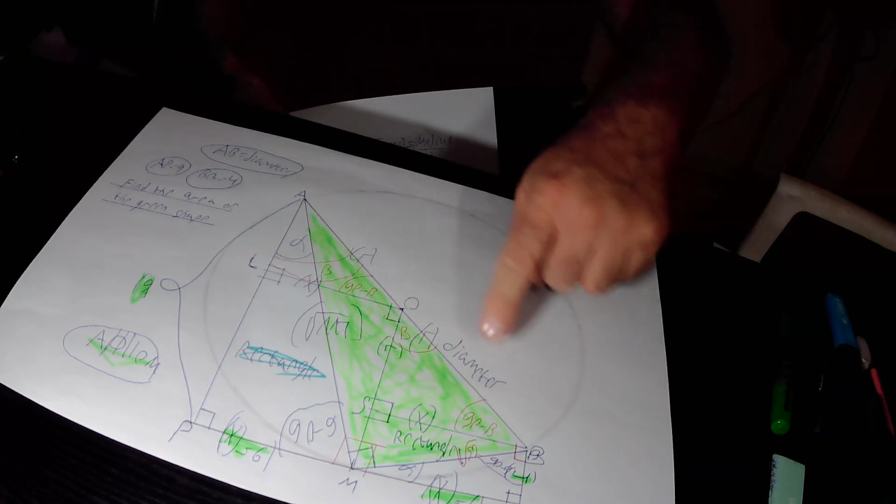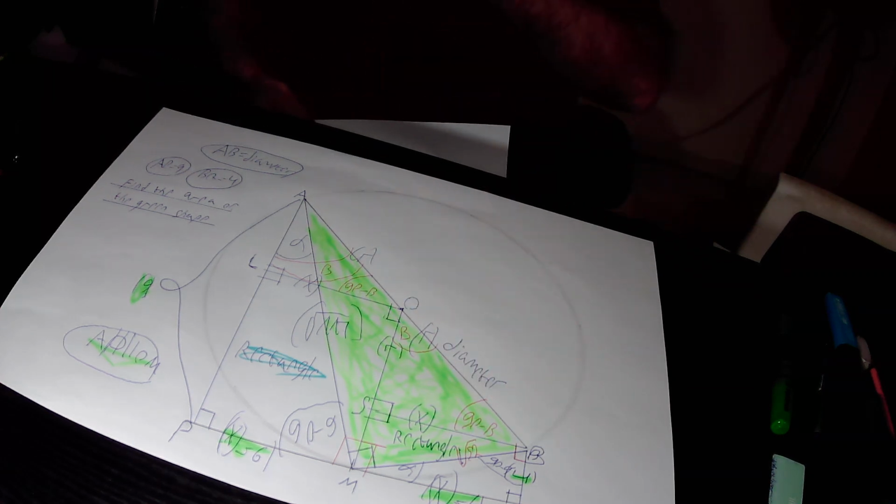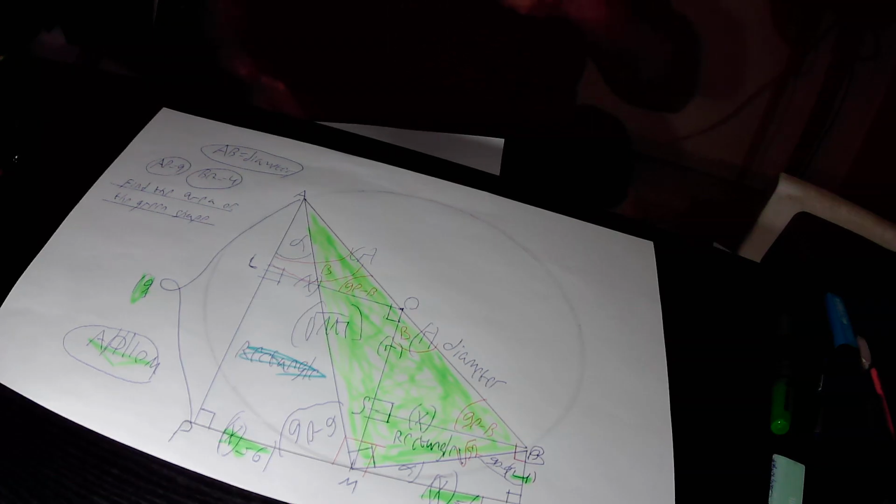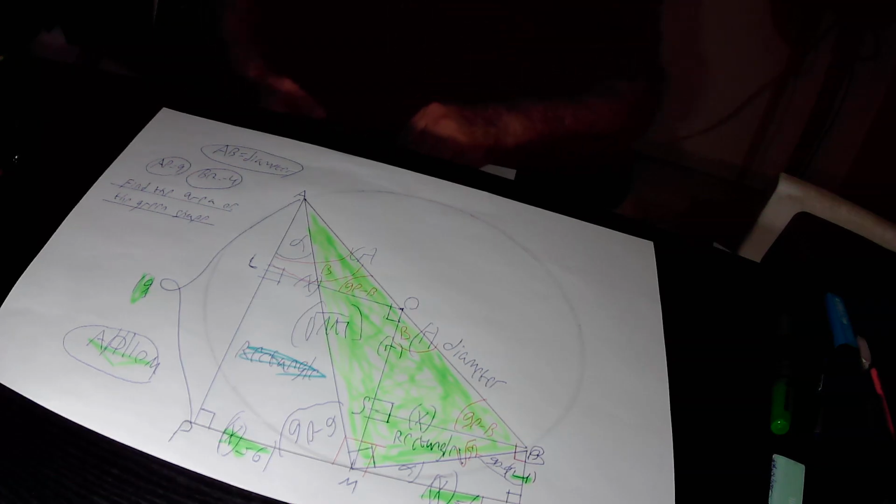The area of this green shape, that is the area that we are looking for in this question, is equal to 39 square units in size. Okay, thank you very much.